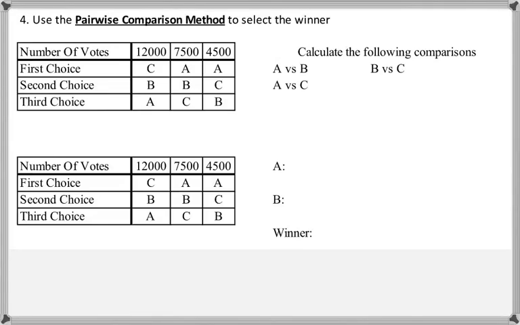On question number 4, we are selecting the winner using the pairwise comparison method. So we need to make the following 3 comparisons. So first up is A versus B.